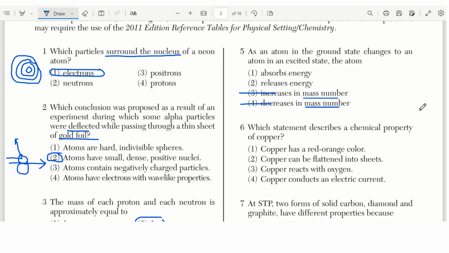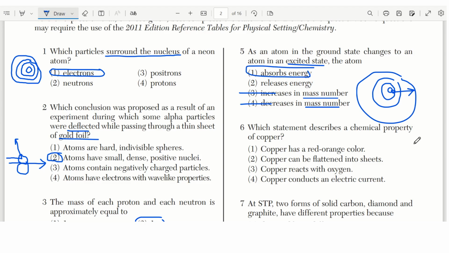But in excited state, so here we have our atom again, nucleus, energy level, energy level, energy level. That electron, right, will move up to a higher energy level to get to an excited state. So that means it must be absorbing energy.